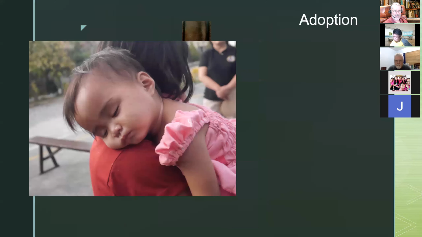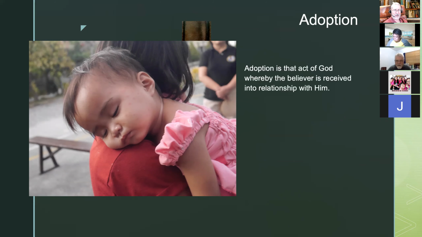Adoption, I've always liked this little girl. I think that's Sally in the background, so I know this is at the center in Pampanga, but adoption is an act of God whereby the believer is received into relationship with him. Notice there are two words that are kind of closely related. We're said to be born again or regenerated, born into God's family. What's the difference between being born into a family and being adopted into a family?